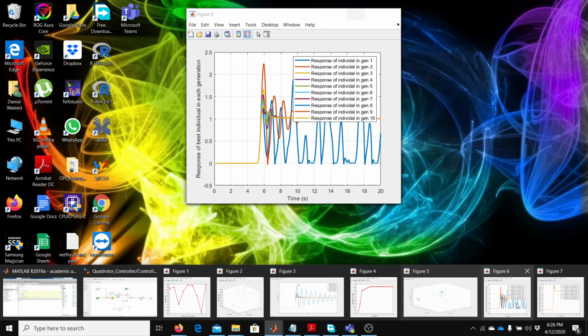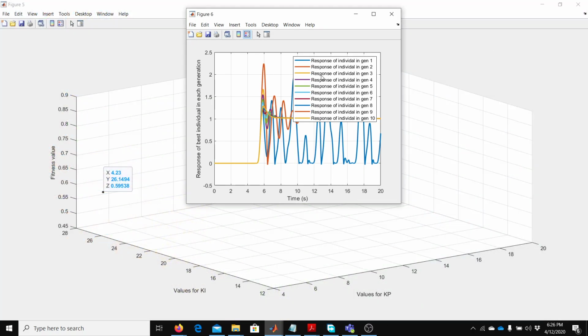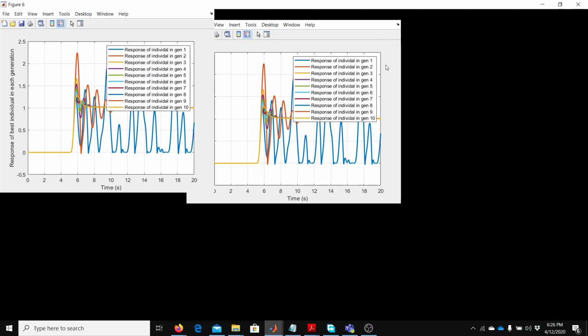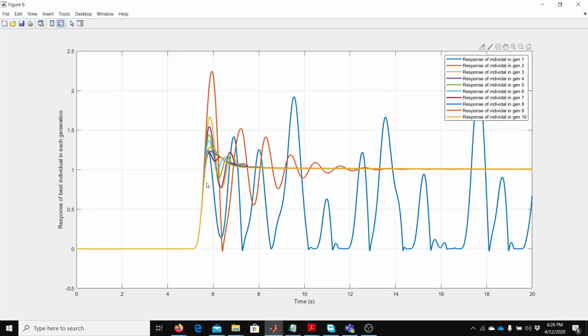The last graph that I want to show you is the response of the best individual in each generation. In generation number one, you can see that our system was not performing well at all. It was very irregular. Then in generation number two, we were able to reach steady state, but our system had a lot of aberrations, and so onward. These are the best performing individuals in each generation, and as you can see, after generation number 5, 6, or 7, we are able to at least reach our target and the system is performing very well.